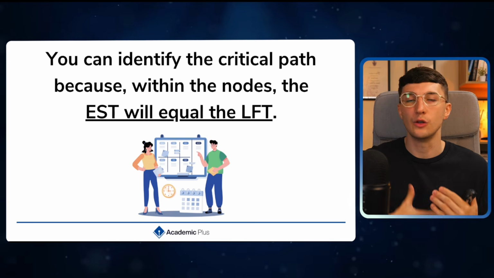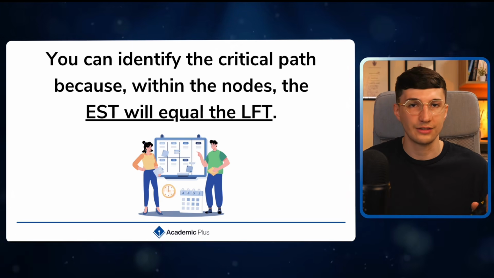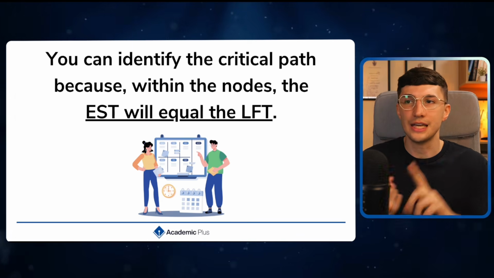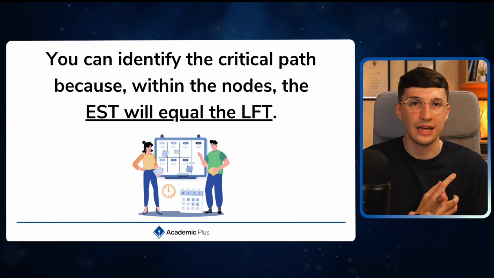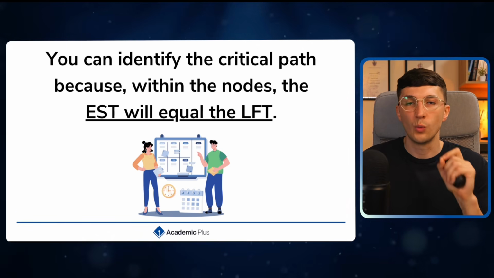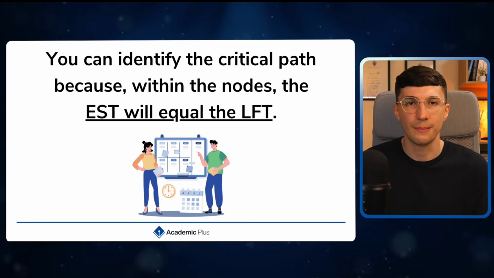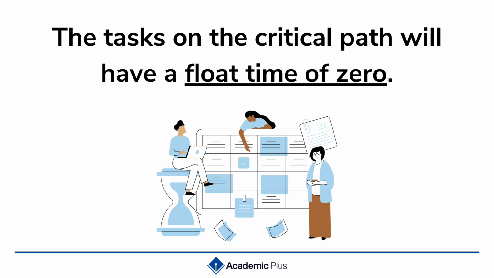Rather than calculating all of the float times for the different tasks and activities, what you'll find is that the EST, the earliest start time, and the latest finish time within the node will be exactly the same. I'll show you an example in just a moment. But as I said, any task that is on the critical path has a 0 float time, which means these tasks, these activities cannot be delayed. Because if they are delayed even by a single day, the entire project would therefore be delayed.